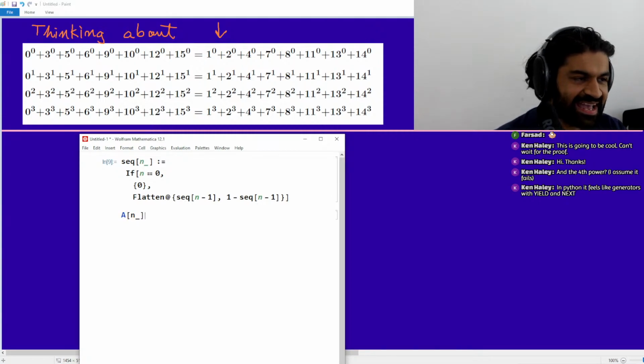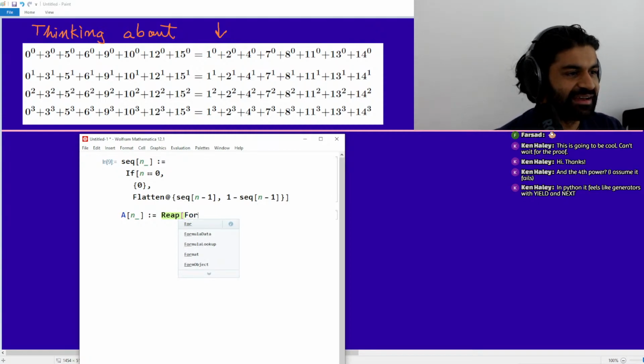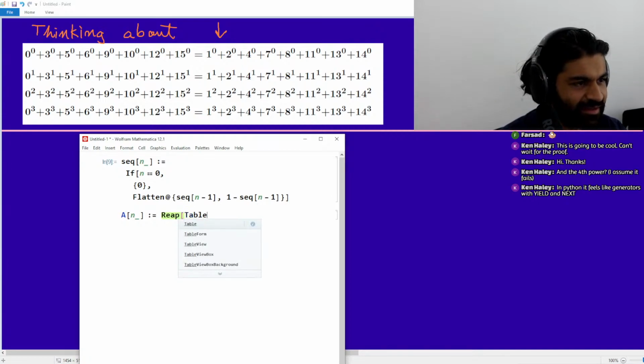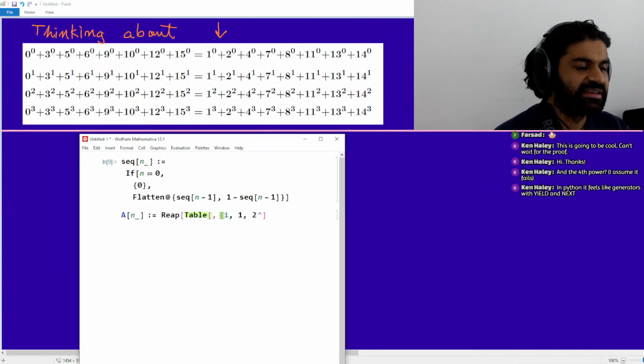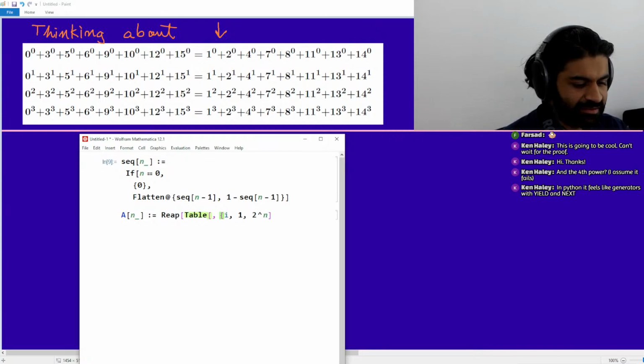So basically, I want A n to be everywhere you get a 1. So this is reap. I'll use a for loop, not that it matters. I could have also used a table or something like that. So should we try a table? So table, let's go i from 1. Actually, let's do i from 0 to, no, I want all the list elements, for 1 to 2 to the n.